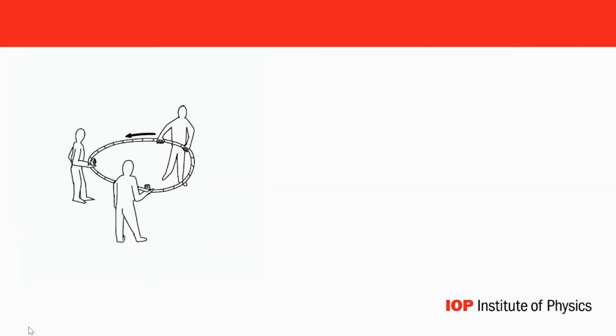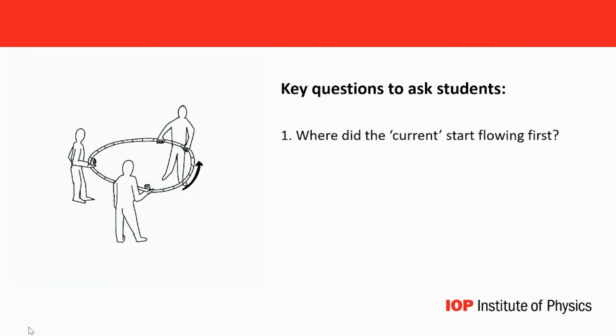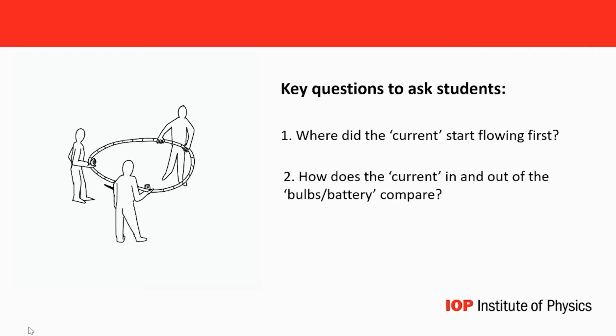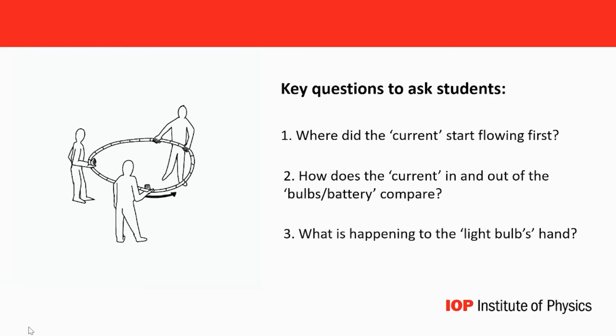So, some key questions to ask students when you are carrying out this activity. Firstly, where did the current start flowing first? How does the current in and out of the bulbs or battery compare? What is happening to the light bulb's hand?